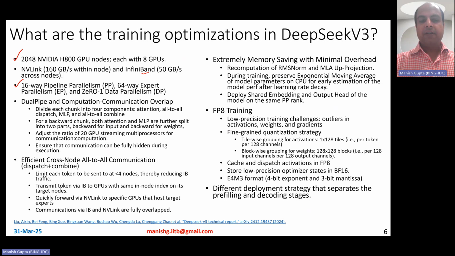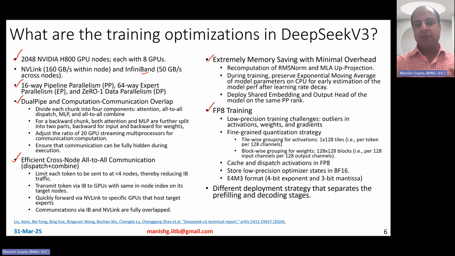Now, there are four interesting training optimizations that they do, which I'll talk about. Dual pipe and computation communication overlap, efficient cross-node all-to-all communication, extreme memory savings, and FP8 training. So we'll talk about each of them and try to understand how they work broadly. Okay. So, dual pipe and compute communication overlap.